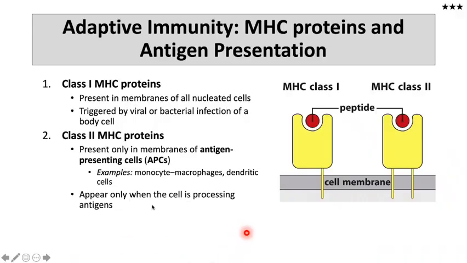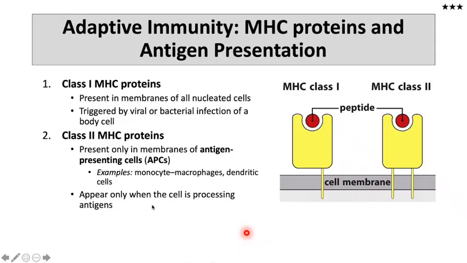So, the class 1 major histocompatibility complex proteins are present in membranes of all nucleated cells. All cells that have a nucleus will have the MHC1, which means our red blood cells, because they are not nucleated, will not have the MHC1 protein.